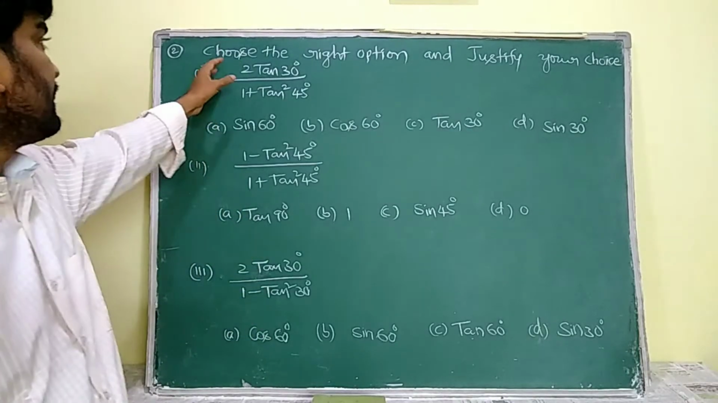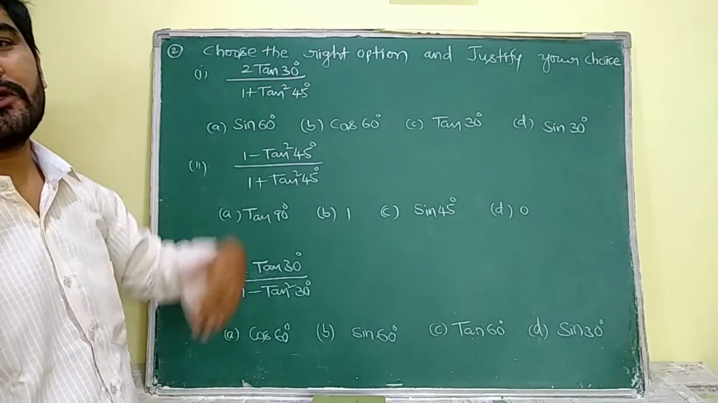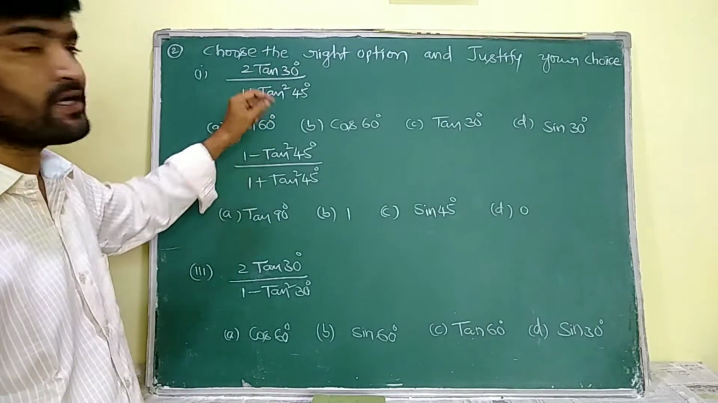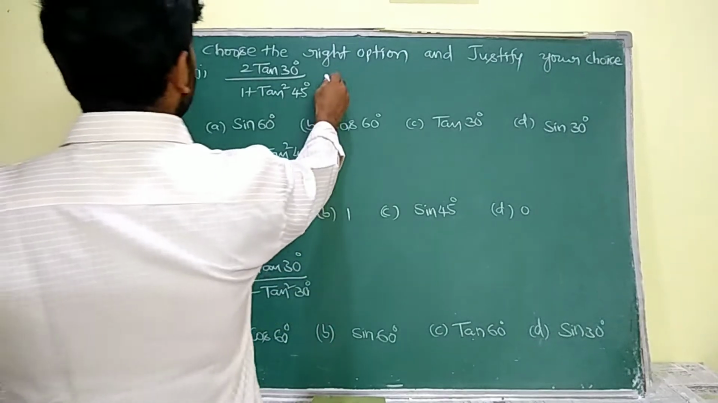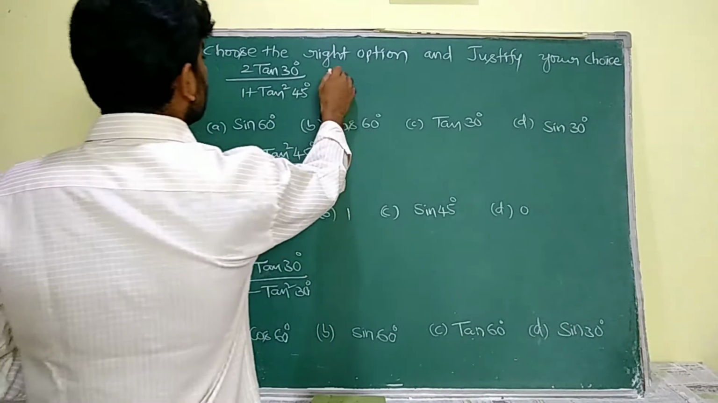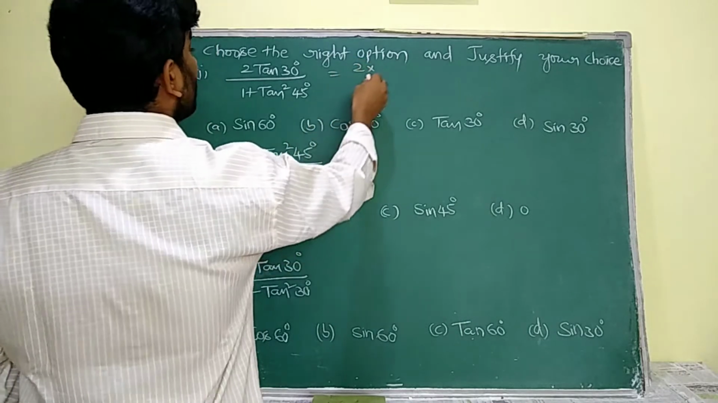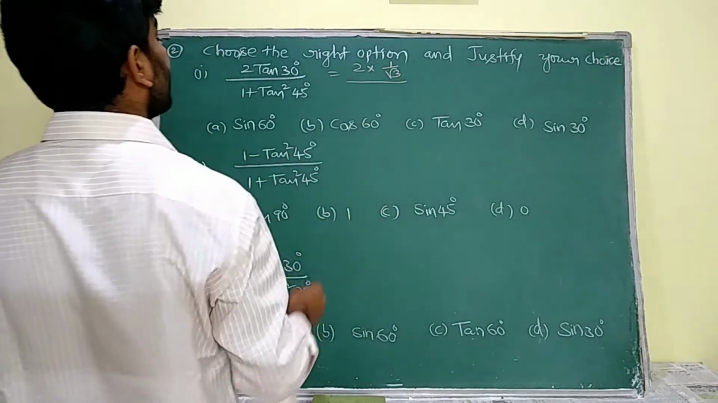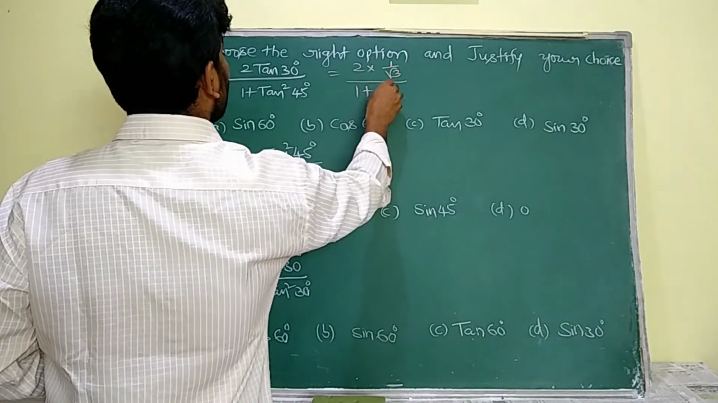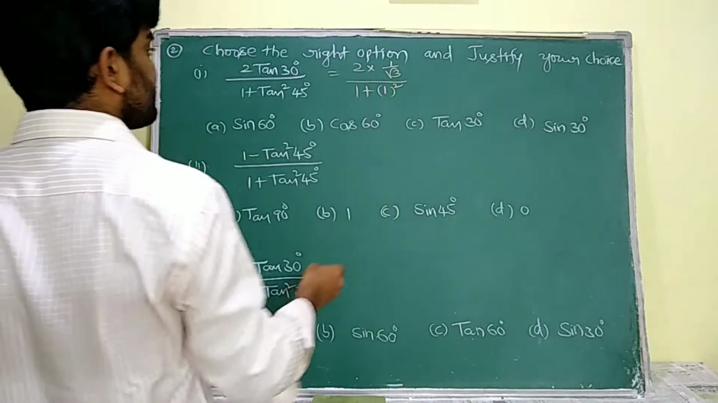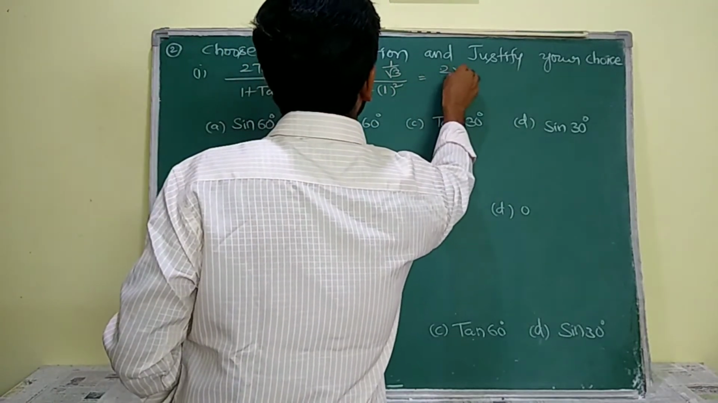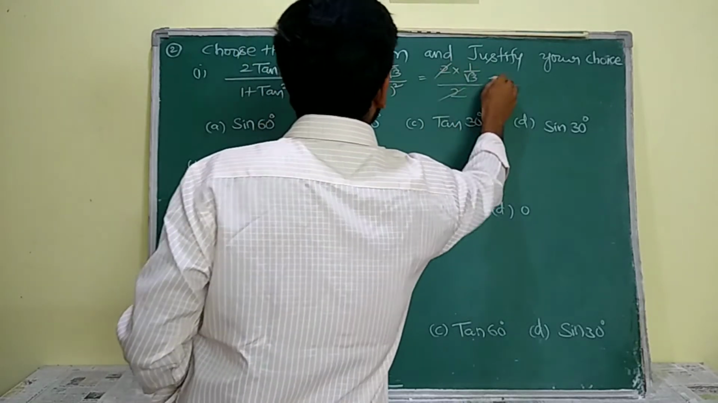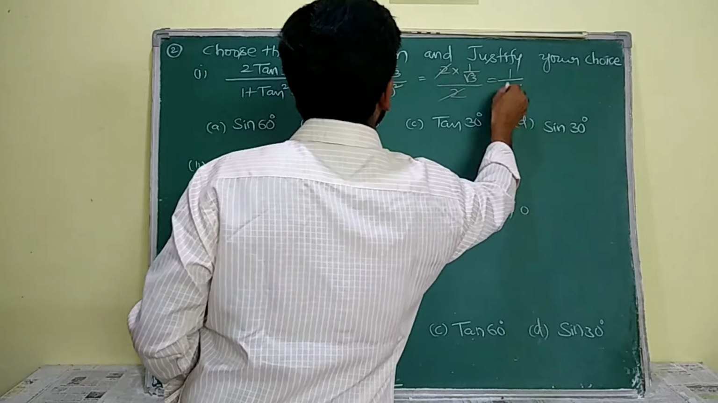See the second part: choose the right option and justify your choice. The first one is given as 2 tan 30 degrees by 1 plus tan square 45 degrees. 2 tan 30 degrees means 2 into the tan 30 value. What is tan 30? 1 by root 3, whole by 1 plus tan square 45, which is 1 square. That is equal to 2 into 1 by root 3 by 2. These two are going to be cancelled, then the answer is 1 by root 3.